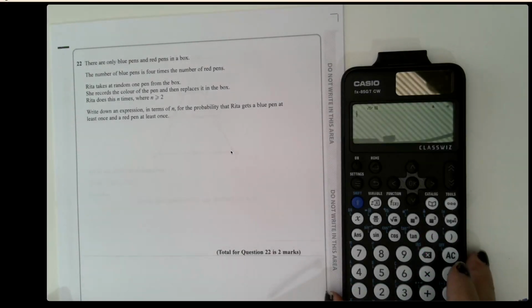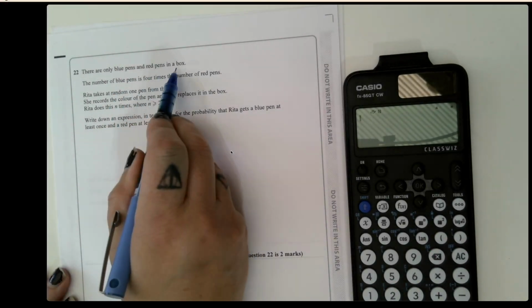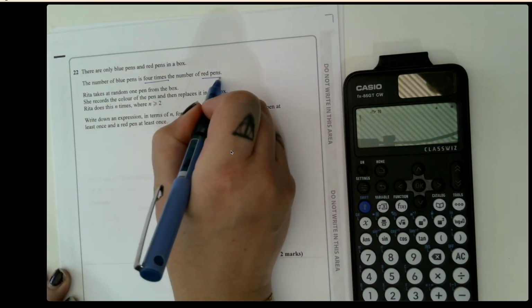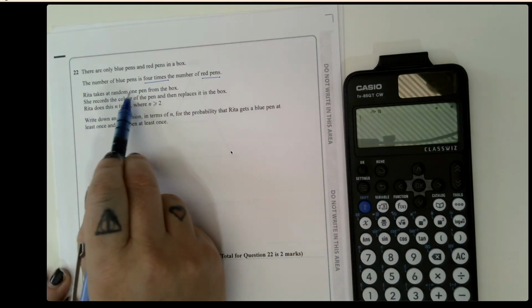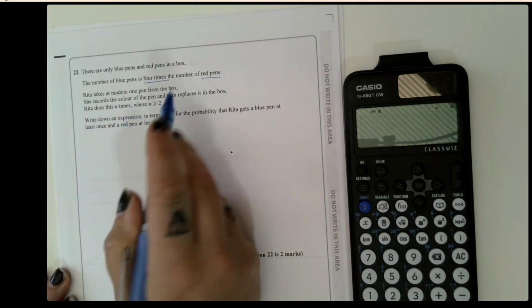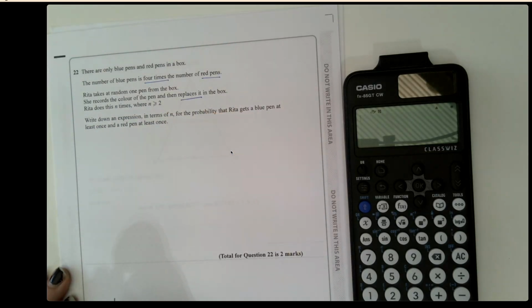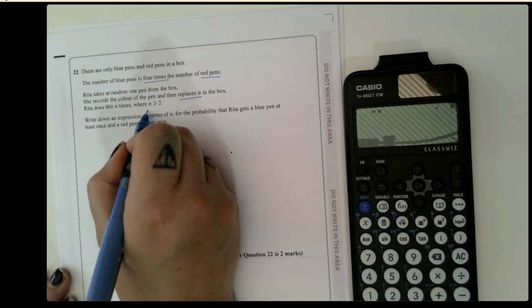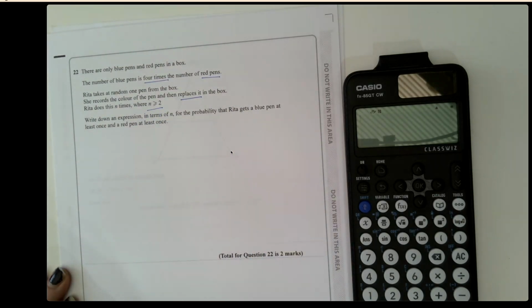Question 22. There are only blue pens and red pens in a box. The number of blue pens is 4 times the number of red pens. Rita takes at random 1 pen from the box. She records the colour of the pen and then replaces it. The replacing is important. She does this n times where n is greater than or equal to 2.